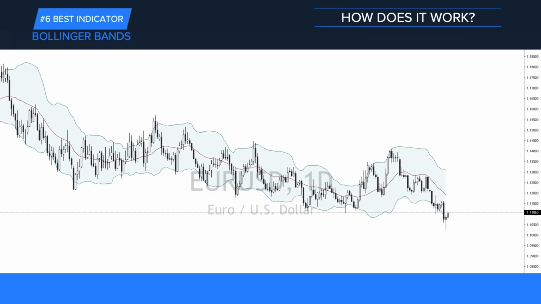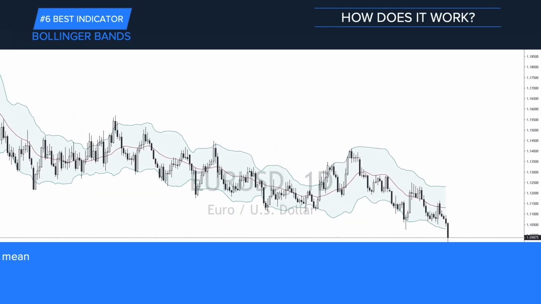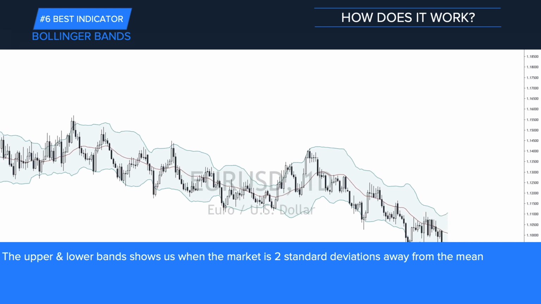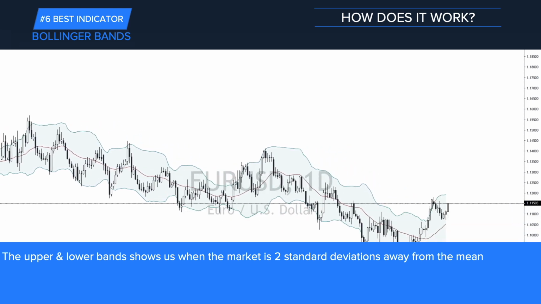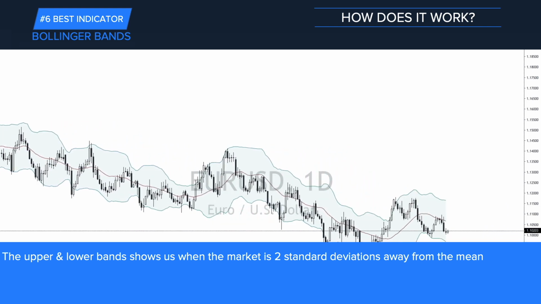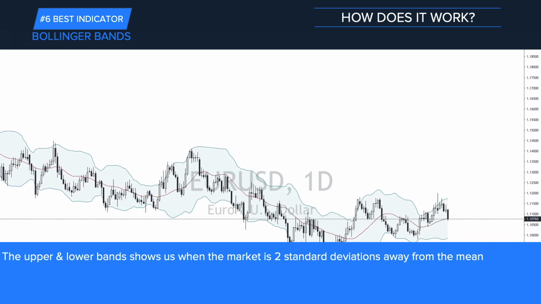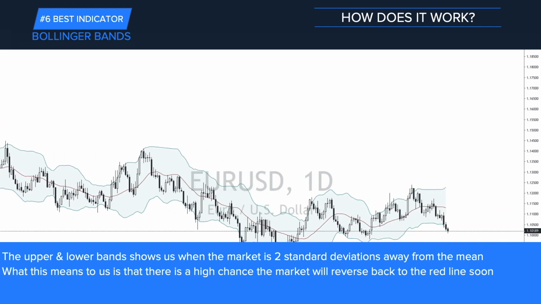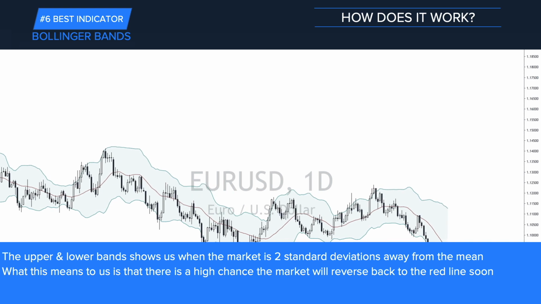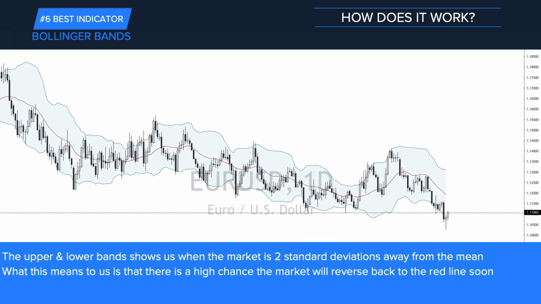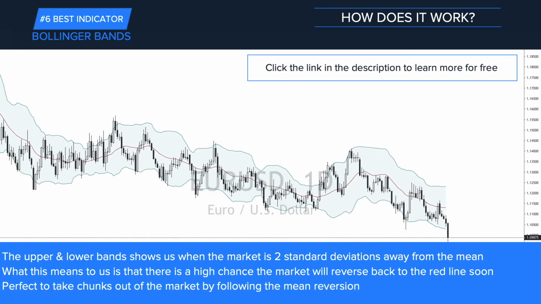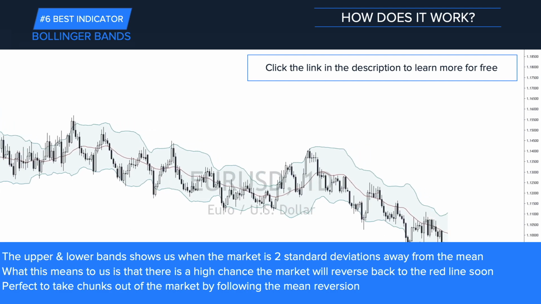So, how do we use Bollinger Bands? The upper and lower bands show us when the market is 2 standard deviations away from the mean. This indicates that there is a high chance the markets may revert back to the mean. By knowing this, you can trade when the markets are at the upper or lower bands and trade back towards the red line. The key takeaway here is that it is perfect to take small chunks out of the market.